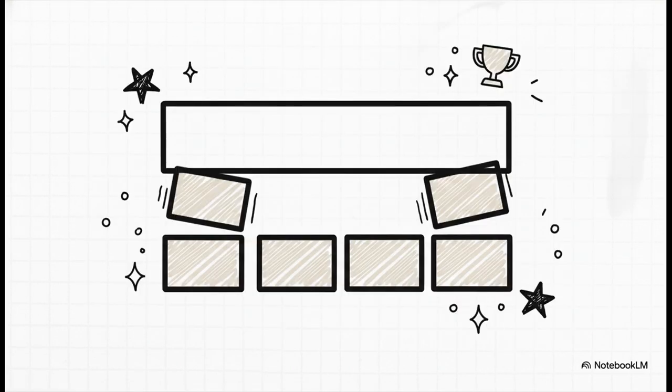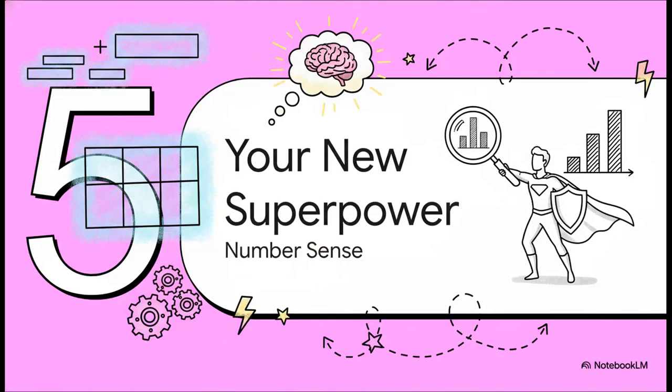Final boss defeated. We just uncovered a fundamental truth about this setup. The total on top must always be a multiple of 4. It could be 8, it could be 20, it could be 400. It doesn't matter as long as you can divide it by 4 perfectly. So what does this all mean? What's the big takeaway here?